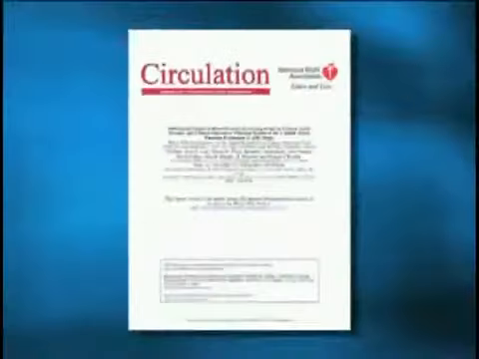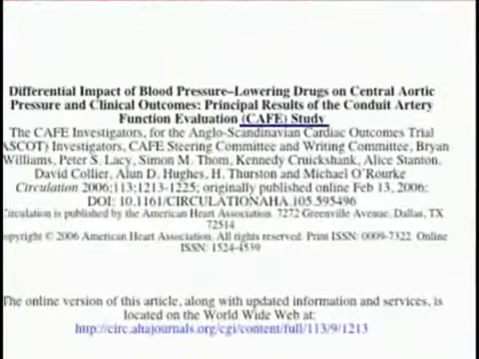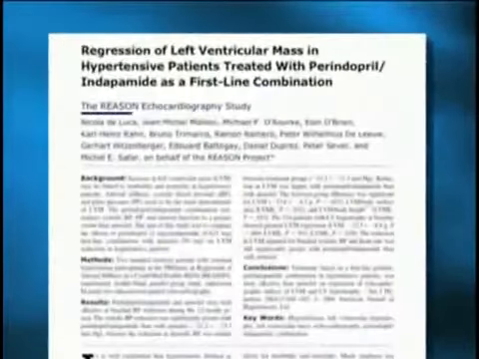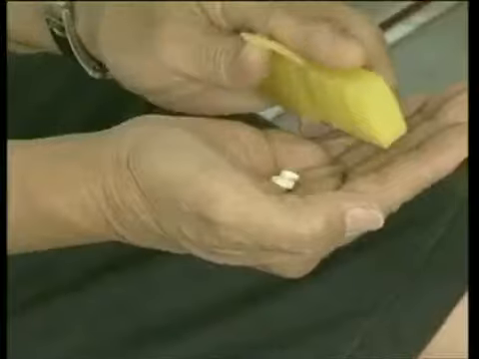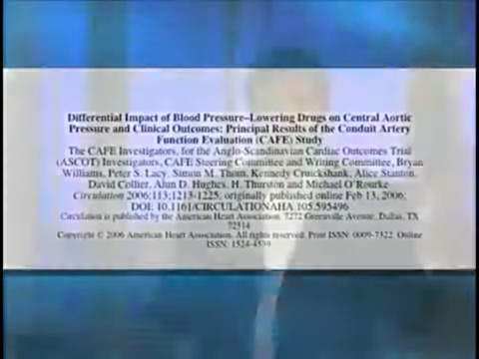And what is the significance of having a higher central aortic pressure? There are big studies like the CAFE study and the REASON study. All these studies have shown that different drugs can affect the central pressure differently. For example, in the CAFE study, we have two groups of over 2,000 patients followed up for 5 years on the same blood pressure level they have been kept at for 5 years.